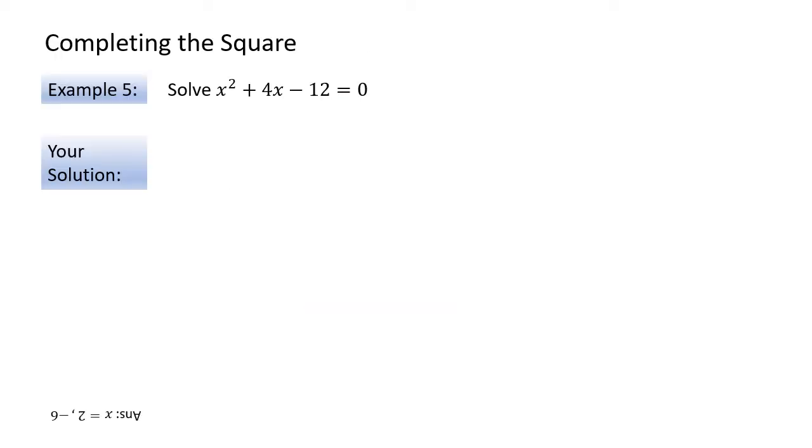Okay, so using the completing the square method, I'm going to go through 3 examples. First example is solve x squared plus 4x minus 12 equals 0. Following the same steps, our first step is to move the constant to the right-hand side of the equation. So negative 12 becomes positive 12, and we have x squared plus 4x is equal to 12.